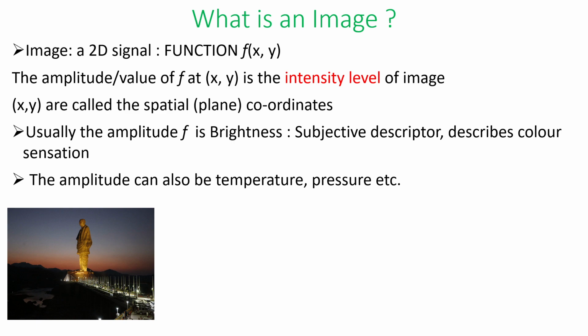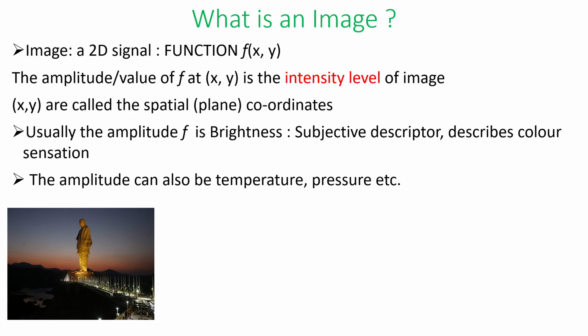So what is this intensity level? What is it trying to convey? That is where we have the physical meaning. This intensity level is usually brightness, the color sensation, which depends from one person's eyes to another's, but it could also be temperature and pressure. So usually the photo that we click from our camera, it could be a phone camera or anything, the f there is nothing but the brightness descriptor.